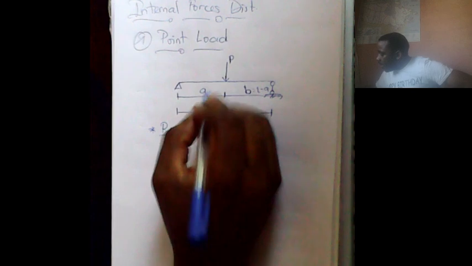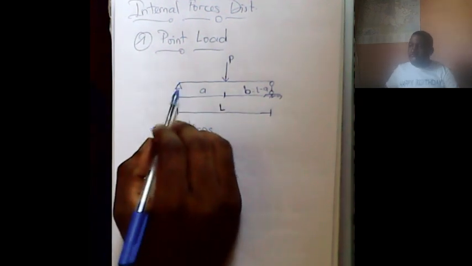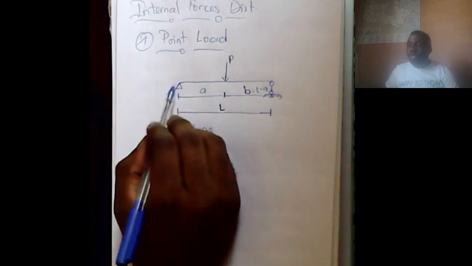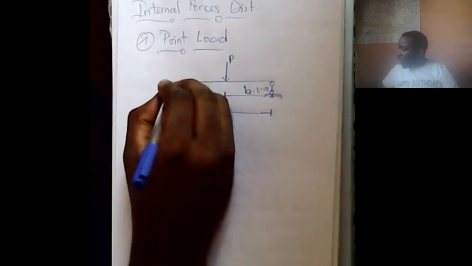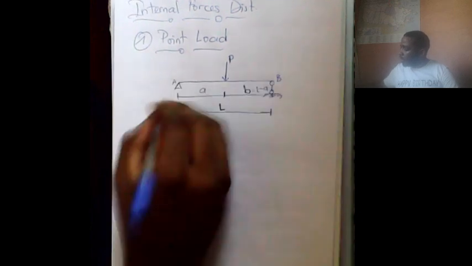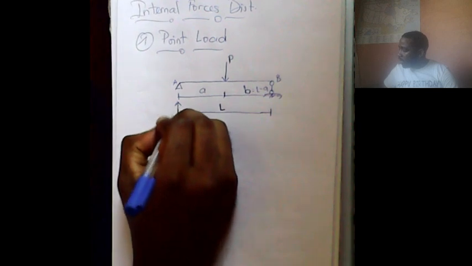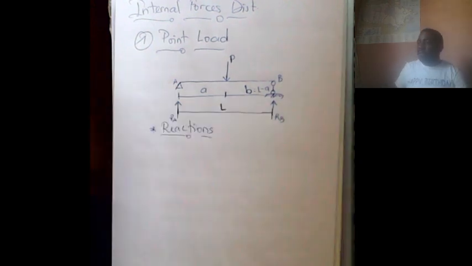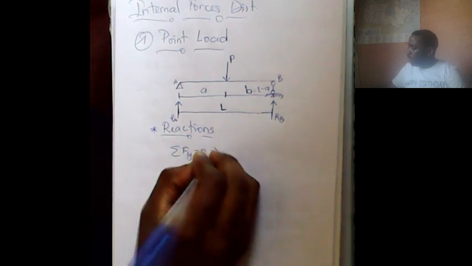Good. So here, I don't need to concern myself with the X reaction, because here is a pin support, right? So normally it has two reactions, but there is no X force here. Obviously, it will be zero. So if I call this point A and I call this point B, I'll have a reaction here of RA, and I'll have a reaction here of RB, right? So sum of forces following Y will have to be equal to zero for equilibrium, okay?